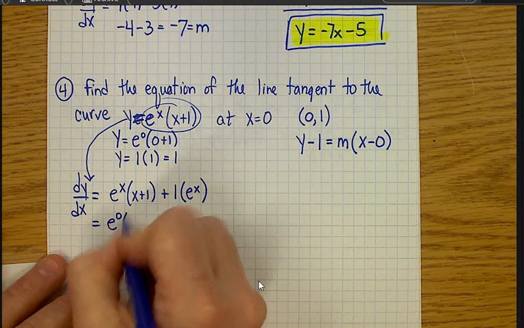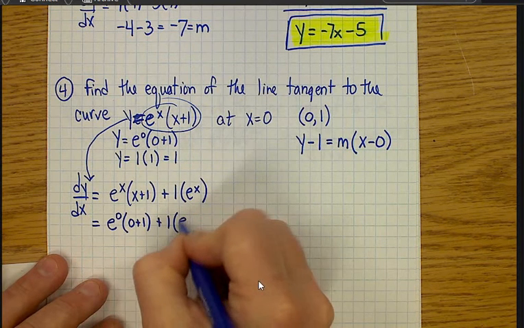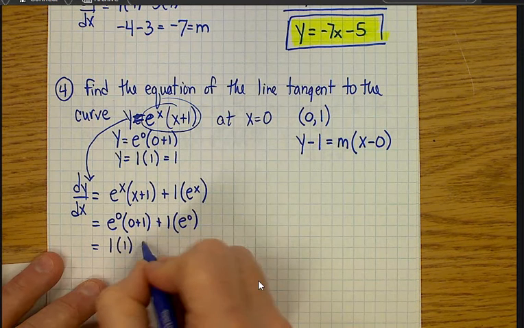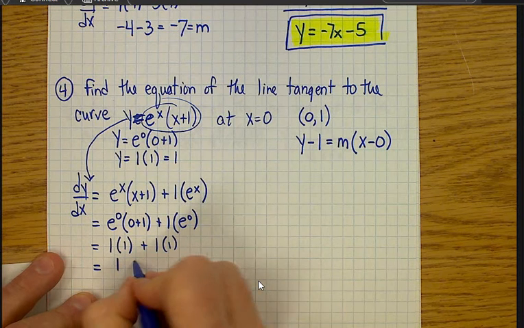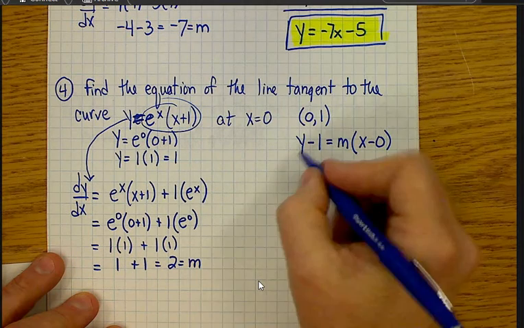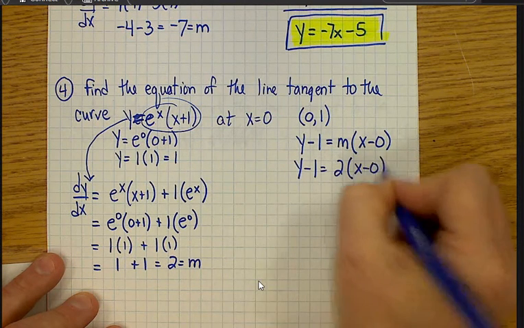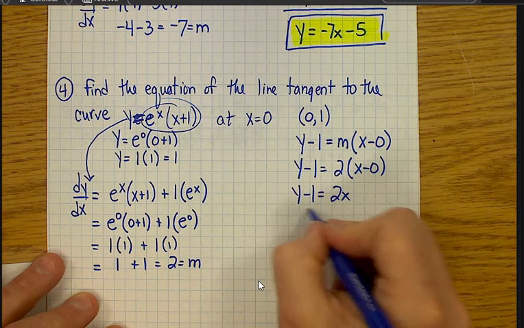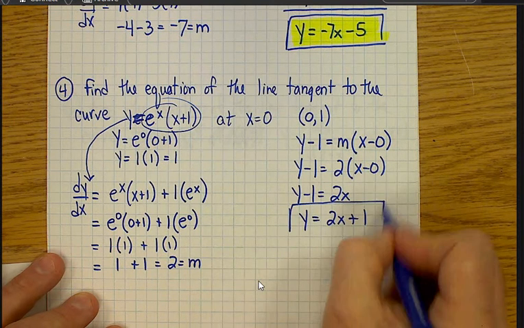So there's the derivative. Now I'm going to evaluate that derivative at x equals 0. So e to the 0 times 0 plus 1, plus 1 times e to the 0. So I get 1 times 1 plus 1 times 1. So I get 1 plus 1, and that's 2, and that's my slope. Y minus 1 equals 2 times x minus 0. Y minus 1 is equal to 2x. Add 1 to both sides. Y is equal to 2x plus 1. Final answer.